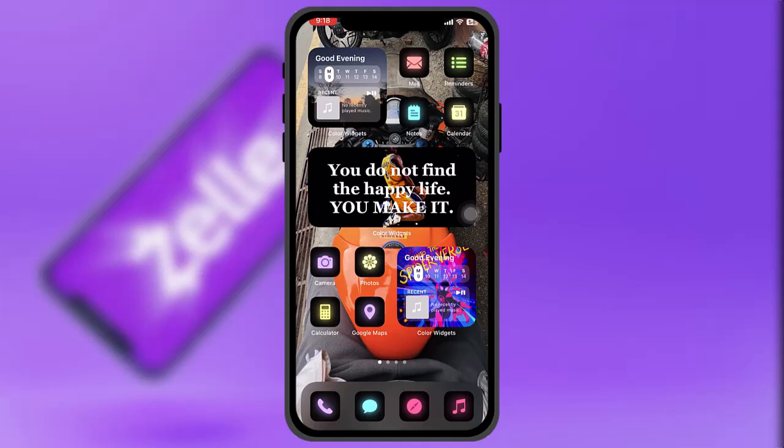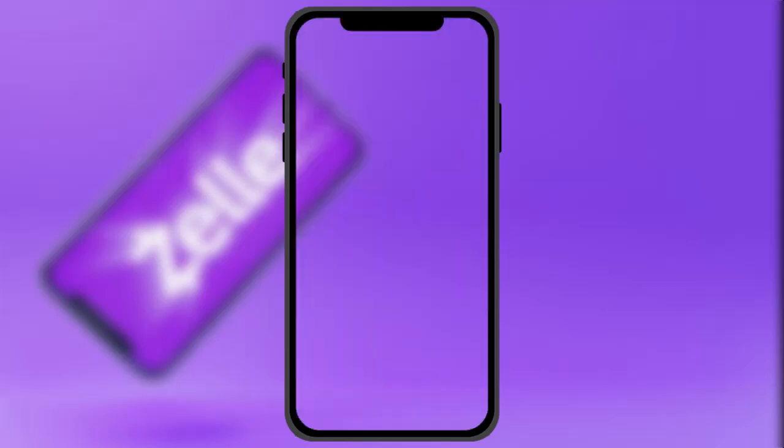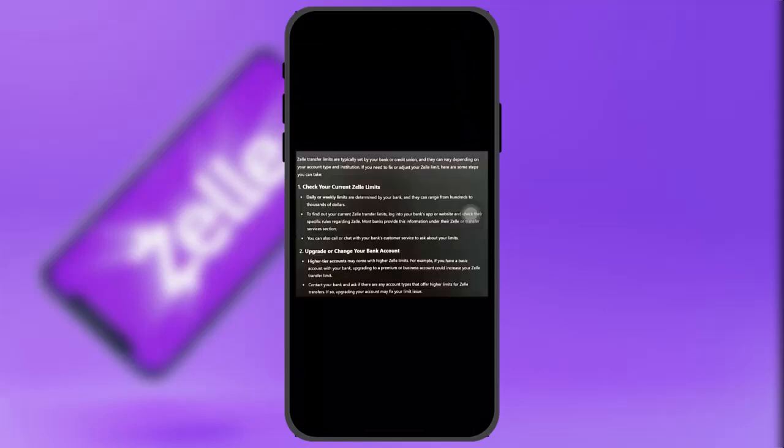So the first thing that you need to do is head over and check your current Zelle limits. Daily or weekly limits are determined by your bank and they can range from hundreds to thousands of dollars. To find out your current Zelle transfer limits, log into your bank app or website and check the specific rules regarding Zelle.